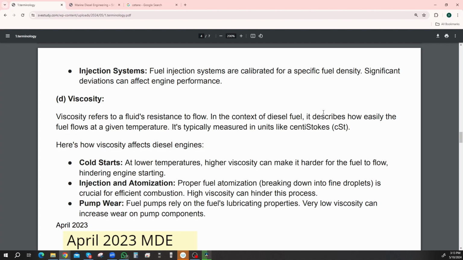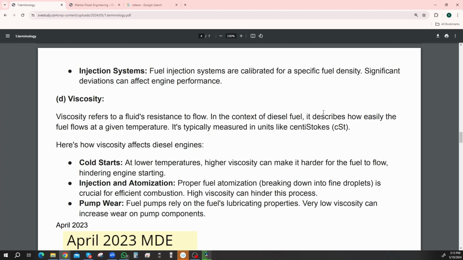Okay, viscosity. Viscosity refers to the fluid's resistance to flow. Like honey is really viscous. It doesn't want to flow very quickly. Runny honey, not the solid stuff. That doesn't flow at all, right? In the context of the diesel fuel, it describes how easily the fuel flows at given temperatures. It's typically measured in units like centistokes, which is cSt. Oh my goodness, never seen that before.